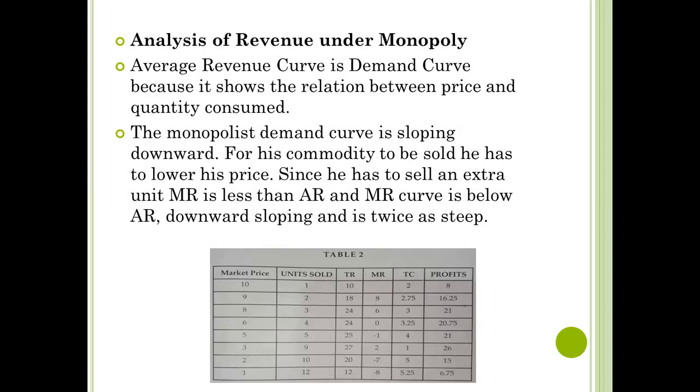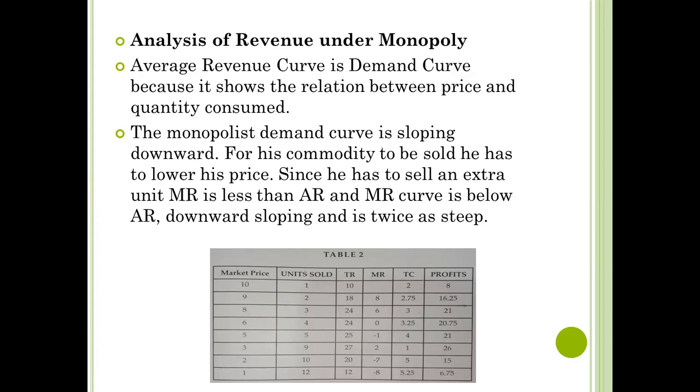Here the average revenue curve is the demand curve because it shows the relationship between price and quantity consumed. The monopolist's demand curve is sloping downward. For his commodity to be sold, he has to lower his price. Since he has to sell an extra unit, MR is less than our average revenue. The MR curve is below average revenue, downward sloping, and is twice as steep. So MR is our marginal revenue.